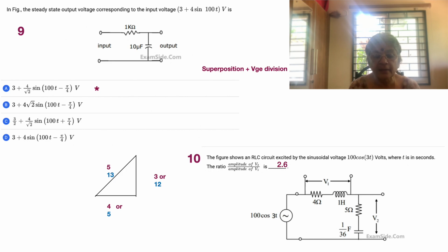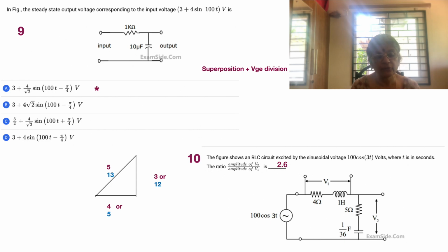What happens is that we have 4 ohms and 1 Henry as the reactance in the series circuit, and the shunt circuit is going to have 5 ohms and 1 by 36 farad. So 3 is going to be utilized to obtain omega L as also 1 by omega C. Two voltages are shown, V1 and V2. So how do we proceed? The figure shows an RLC circuit excited by the sinusoidal voltage 100 cos 3t, where t is in seconds. The ratio of amplitude of V2 with respect to V1, just like earlier.